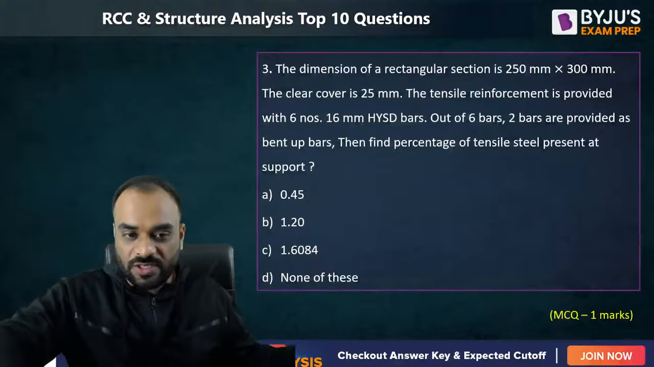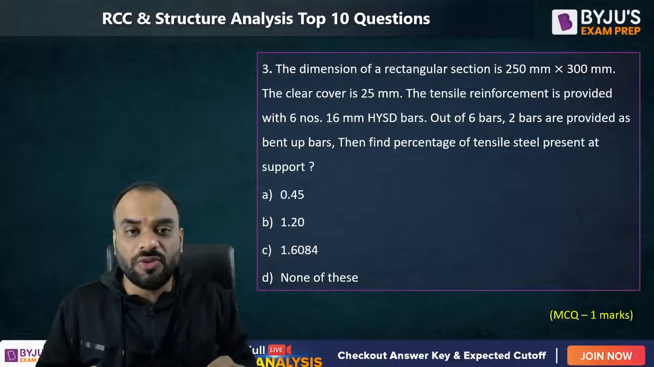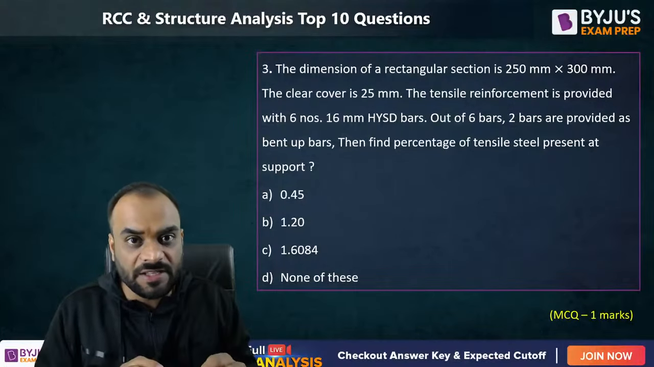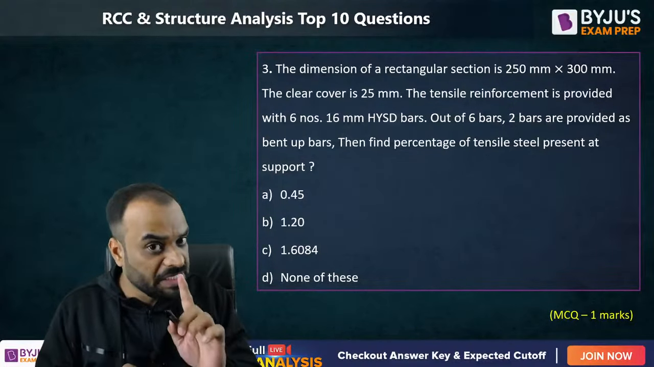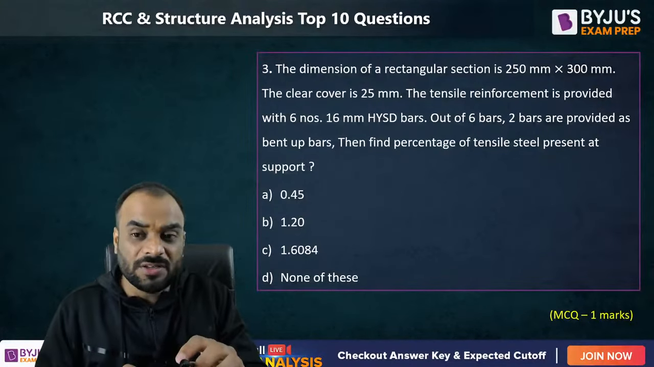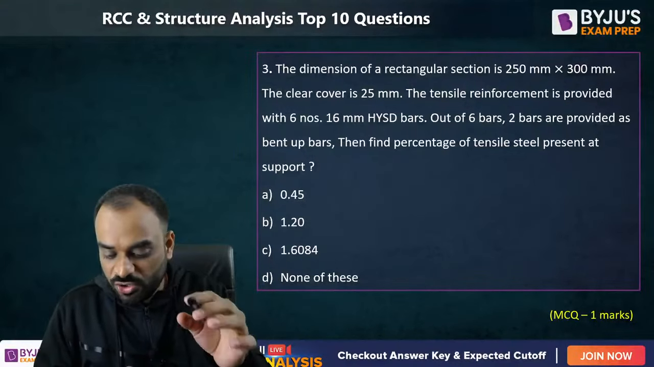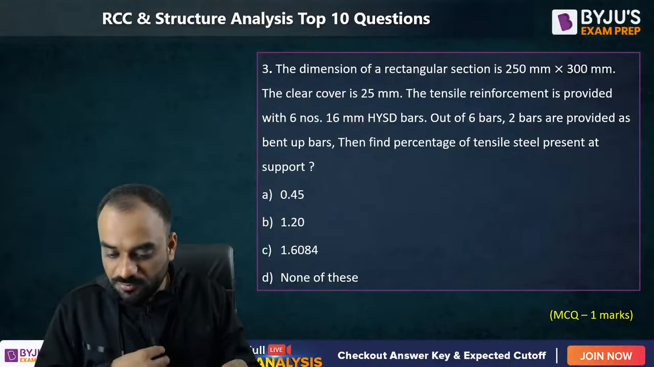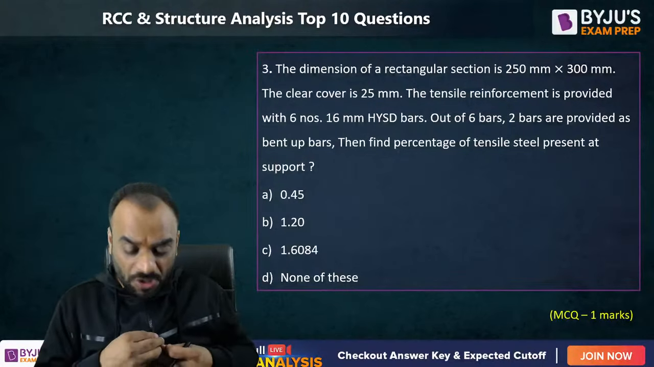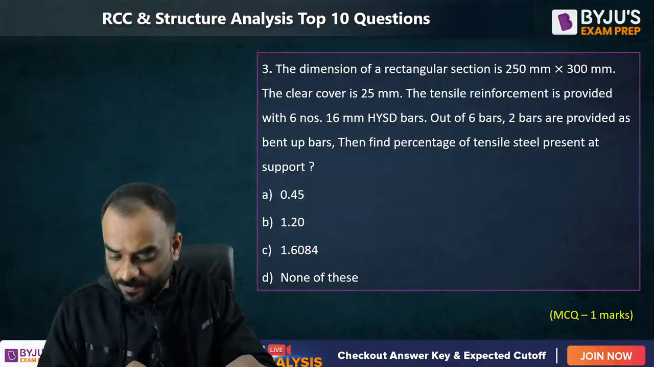Let's move to the next one, guys. Next question. Now this is the problem in which you need to find out what is the percentage of tensile steel which is provided, but be careful, it is a little bit tricky, okay? Because in this particular case I have put in some bent up bars also, so you need to find out what is the percentage of tensile steel which we have provided.